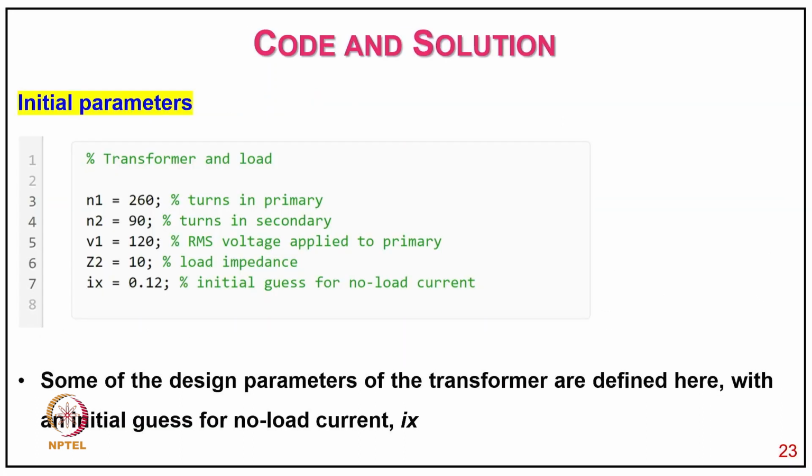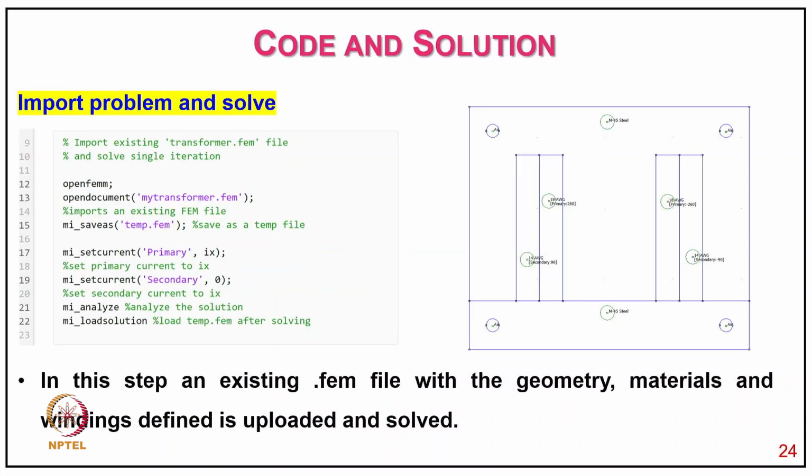Now coming to the code and simulation. These are the initial parameters with the code defining the transformer: N1 equal to 60, N2 equal to 90, V1 equal to 120, Z2 equal to 10, and Ix equal to 0.12. Some of the design parameters of the transformer are defined here, with the initial guess of the no-load current Ix. Now these are again the code for import, column and sort.